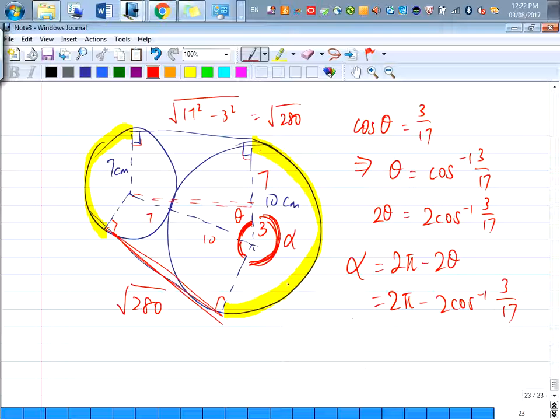So the arc length of this yellow part, the major arc length, is equal to r theta. Radius is 10 times 2 pi minus 2 cosine inverse 3 over 17. Okay? So this is for the major arc. And we can do the same thing for the smaller arc.